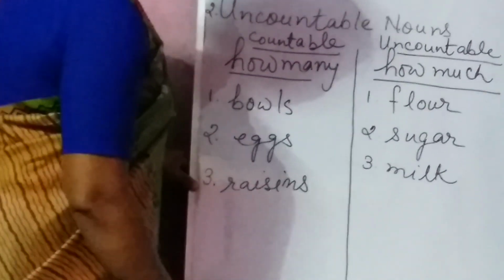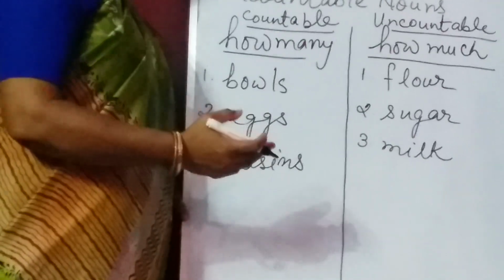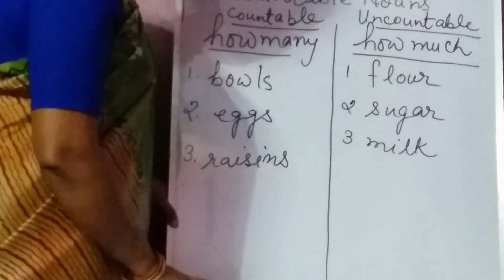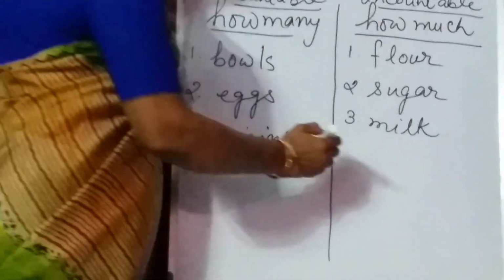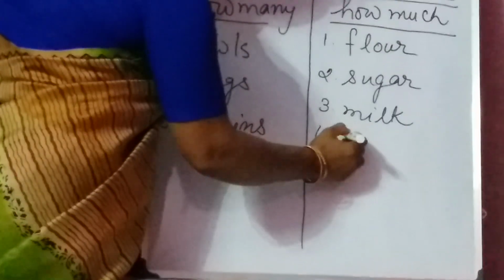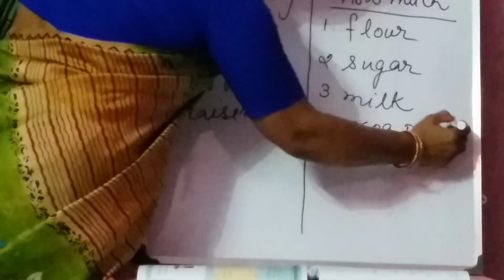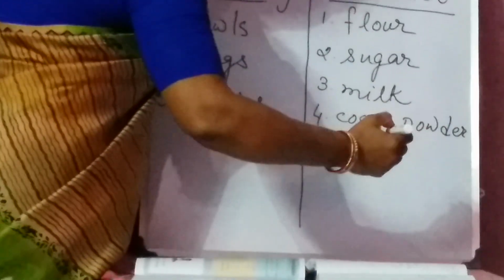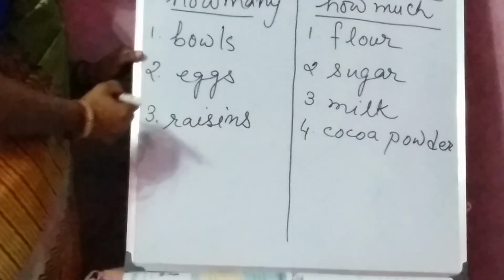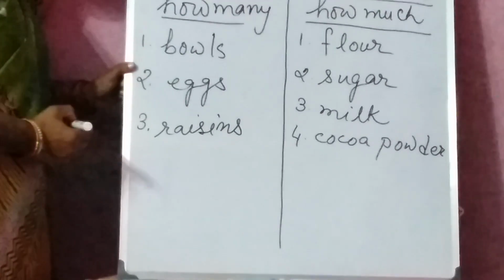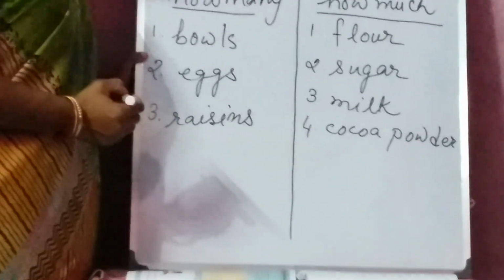These are the ingredients for baking a cake. So you see here, next one is cocoa powder. Can you count cocoa powder? No. Cocoa powder we cannot count. Now chocolate. Can we count chocolate?